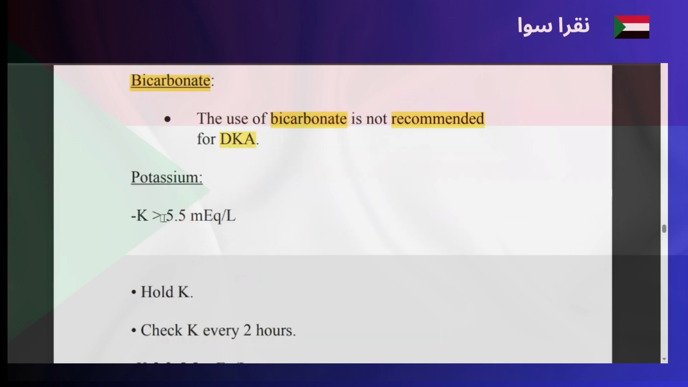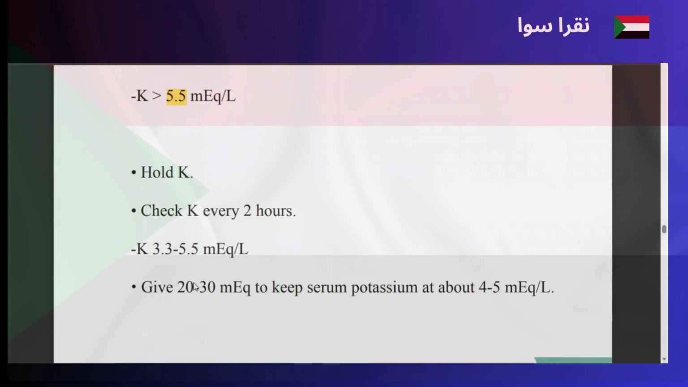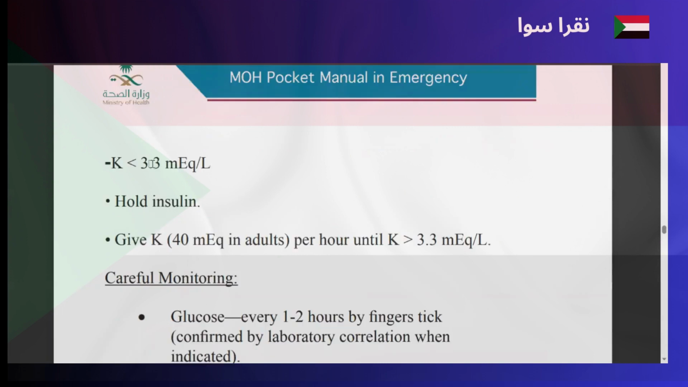The potassium. If more than 5.5, hold potassium and check potassium every 2 hours. If potassium is from 3 to 5.5, give 20 to 30 millimoles to keep serum potassium at about 4 to 5. If potassium is less than 3.3, hold insulin and give potassium 40 milliequivalents in adults per hour until potassium is more than 3.3.